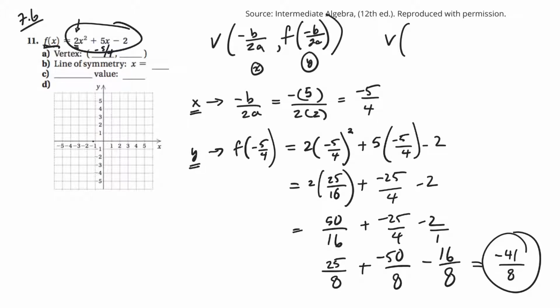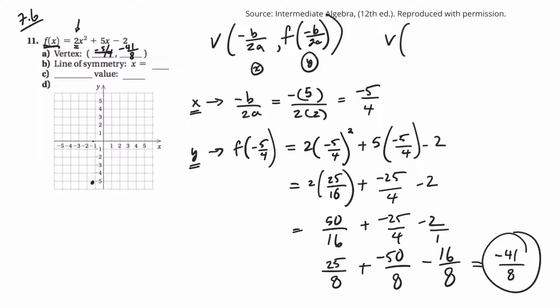So that goes up here where I scribbled things. Negative 41 over 8, and that's just over 5. So negative 1 and a bit and negative 5 and a bit. So right there's the vertex of that parabola.